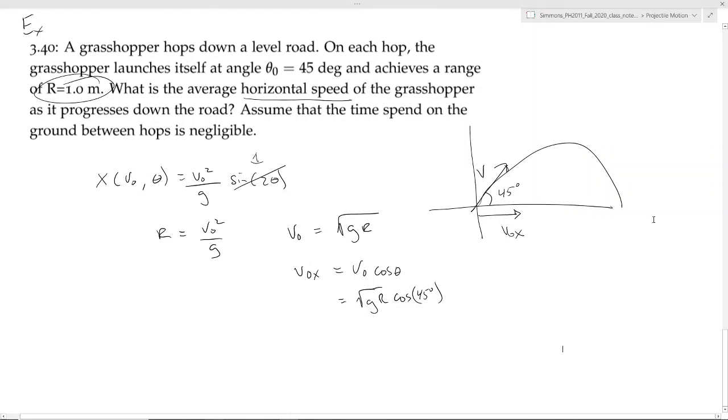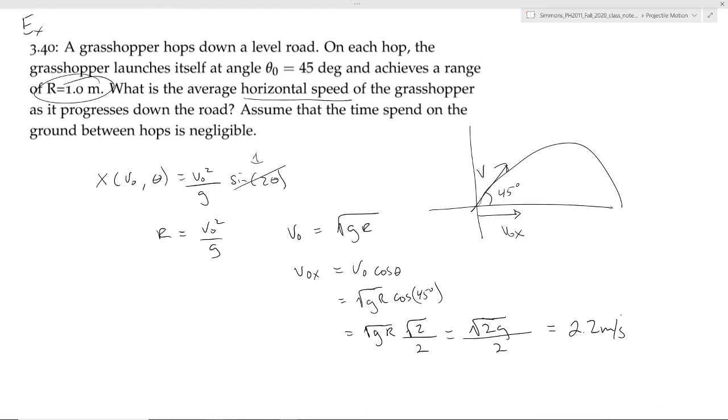And in fact, this cosine 45 degrees, that's one of your special angles. You may have that memorized, that this is the same thing as root 2 over 2. So this comes down to root g r times square root of 2 over 2. And so we could notice that our r was 1. So we could write this as the square root of 2g over 2. Or we could just crunch the numbers and find that this is about 2.2 meters per second. So that gives you an example that employs that range expression.